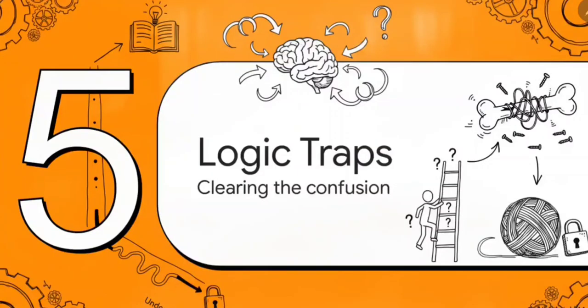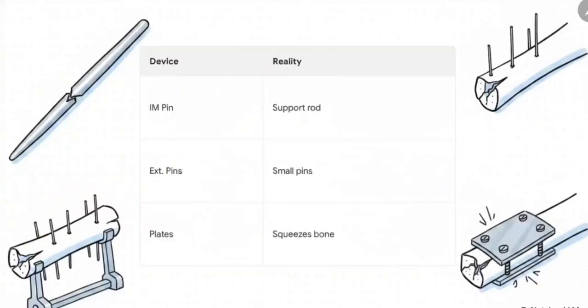Finally, step 5, common fixation logic traps. Let's dismantle some widespread misconceptions. Let's rapid fire through these. Trap 1, thinking IM pins compress? Nope, they are strictly internal support rods. Trap 2, assuming external fixation uses massive damaging rods. Not at all. They use specifically small pins to avoid wrecking the blood supply.